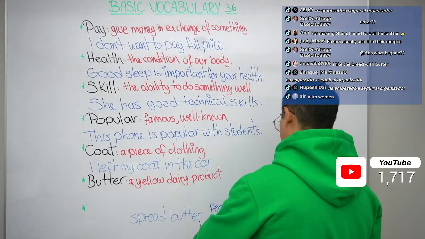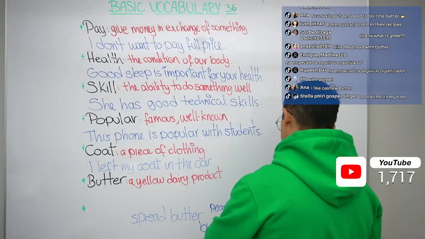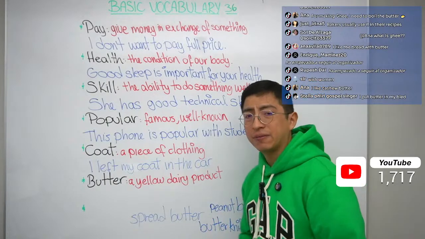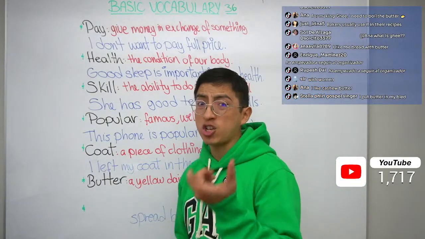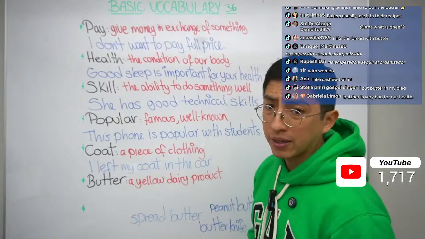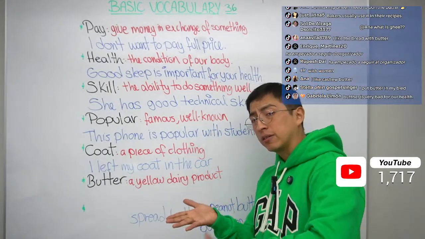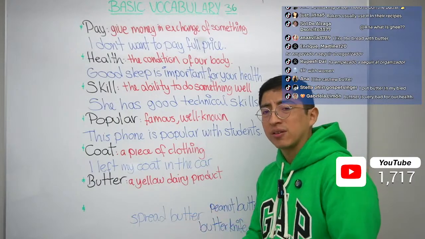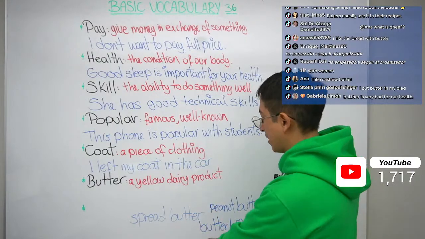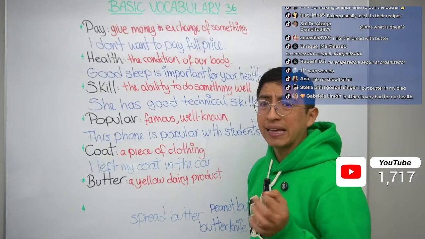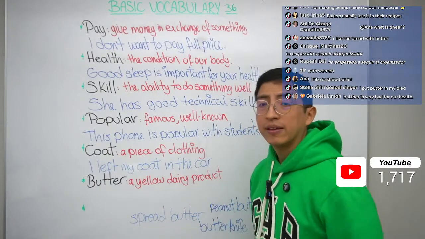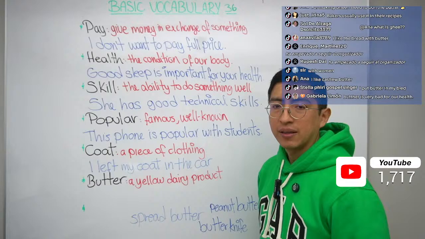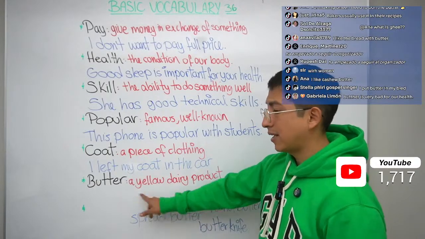Butter. A butter knife. It's a knife that isn't very sharp. No? We use a butter knife to spread butter on a toast or on a slice of bread or something. Okay, a butter knife. This knife isn't sharp. Okay, very good. Well guys, let's continue with the sentence now.